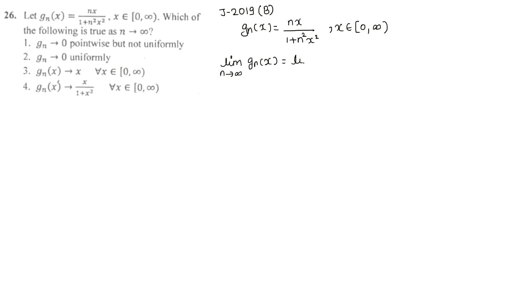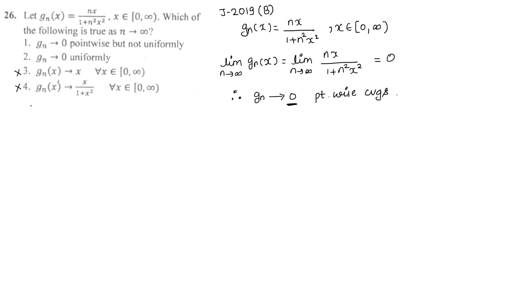So this is equal to limit n tends to infinity nx by 1 plus n square x square. Clearly, as n tends to infinity, the limit is equal to 0. So we have Gn converges to 0. But this convergence till now is pointwise convergence, and we do not know whether this convergence is uniform or not. But one thing which we know is Gn is converging to 0, and therefore option 3 and option 4 cannot be true.